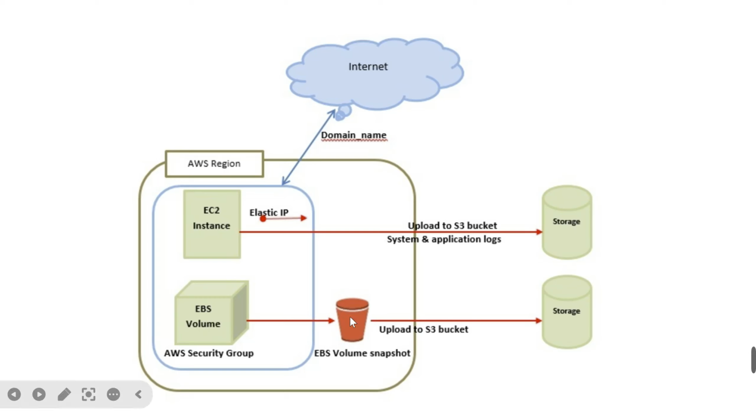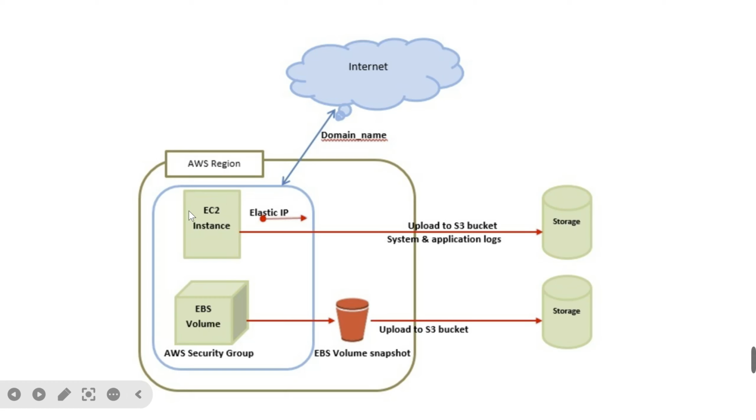So it is just like backing up the data or keeping copies of it, and it will upload that to the S3 bucket. The S3 bucket is the place where we keep all the storage, where we store all this data. Now this is our AWS region, and this is how the operations are being carried out.